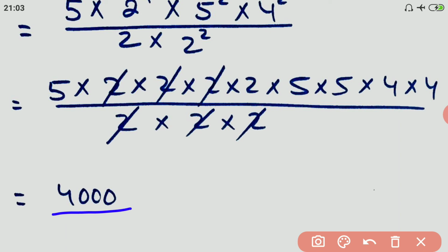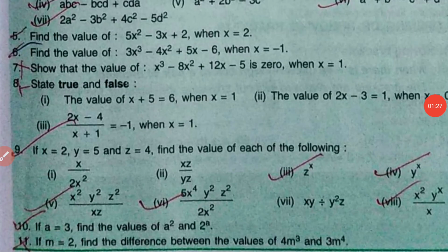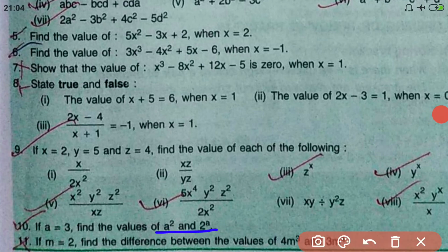Let us go to the next question, which is question number 10, and it is the last question from exercise 20a. Coming to the last question, which is: if a equals 3, find the values of a square and 2 to the power a. So we have two questions here. First we are supposed to find the value of a square and then find the value of 2 raised to the power a as shown here. So this is the last question. Let us solve it.